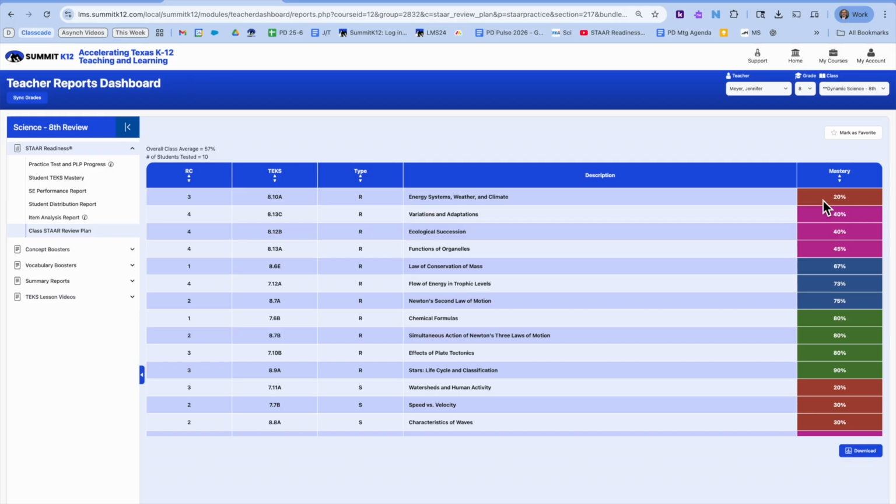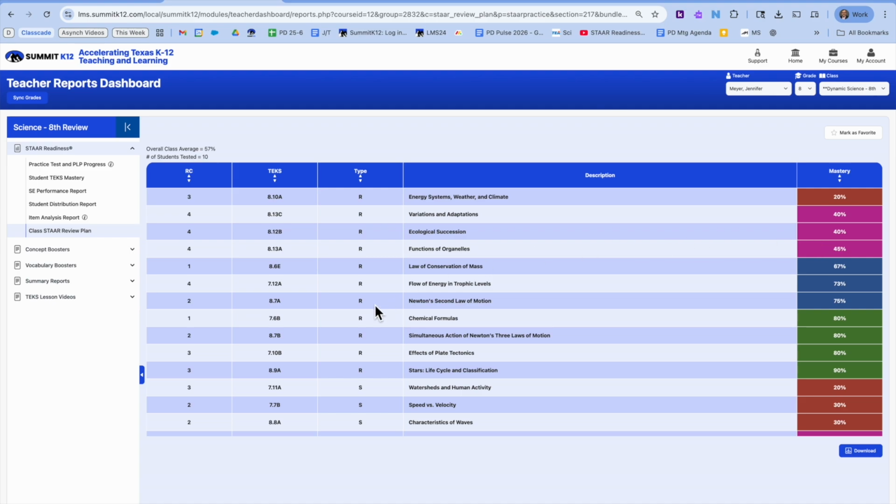So this helps me identify as the teacher for this class period which standards I probably need to reteach whole class. If I look at 810A, Energy Systems, Weather, and Climate, only 20% of my students master that. That is definitely a reteach whole class. Now, when I get down here to 40%, I have to make a judgment call. Do I teach this whole class, or do I teach a small group? That is up to you, right?